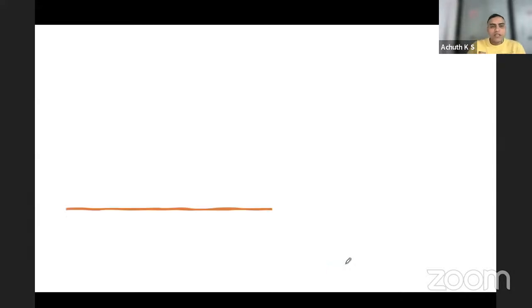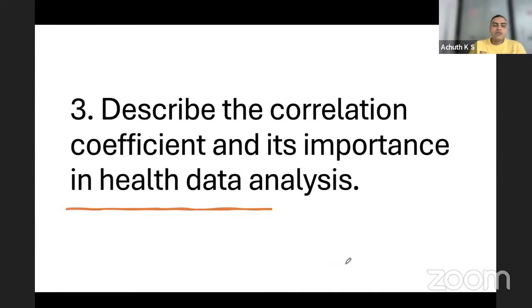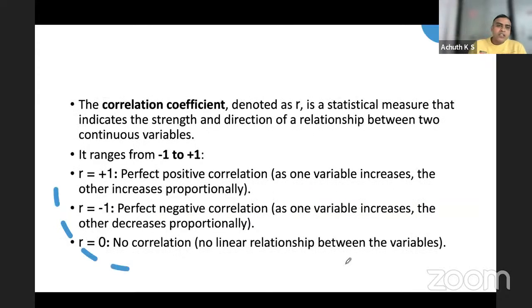The next question we have is: describe the correlation coefficient and its importance in health data analysis. The correlation coefficient is denoted as r while writing. It is a statistical measure that indicates the strength and direction of a relationship between two variables. It ranges from -1 to +1.